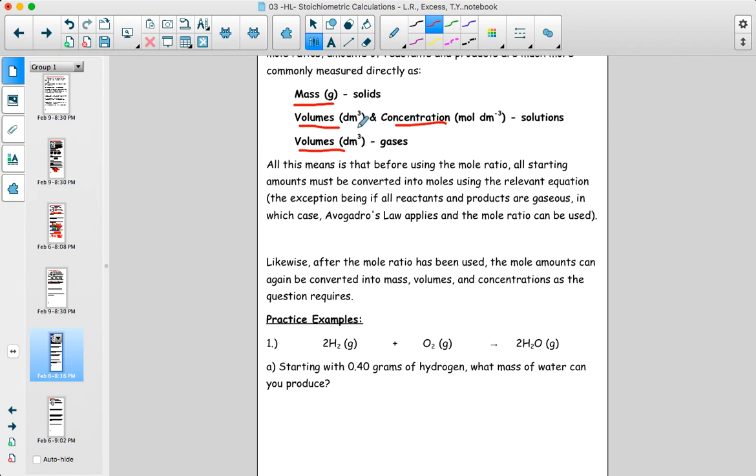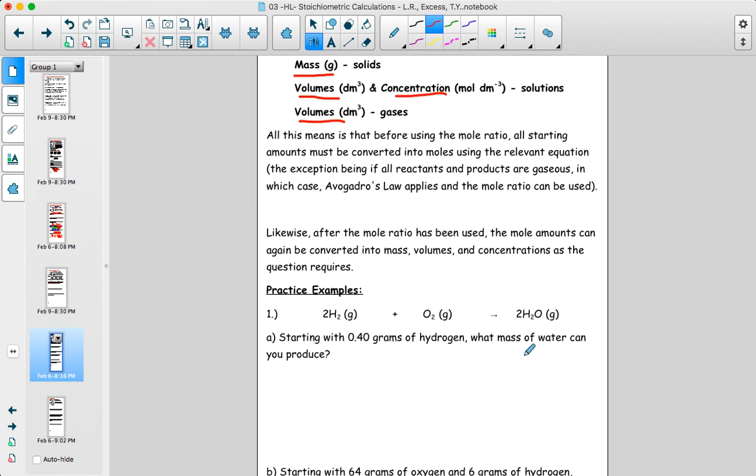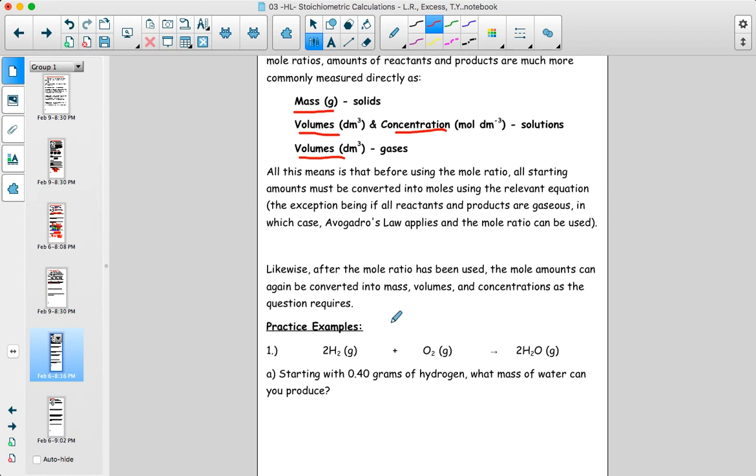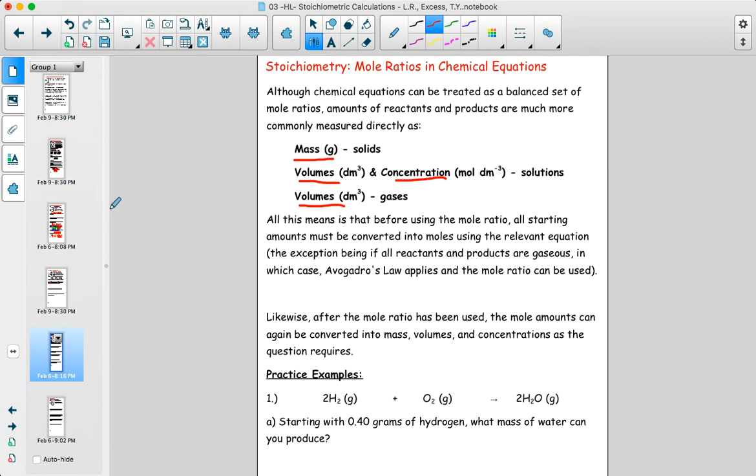If I'm given concentration and volume, n equals CV, I multiply them together, I get the moles, then I can apply the mole ratio. It's also common that at the end of the question, you convert the final amount, like the theoretical yield, into grams or into a volume or a concentration, depending on what the question asks. So we've got lots of practice examples to try, but that's how you use mole ratios in chemical equations.